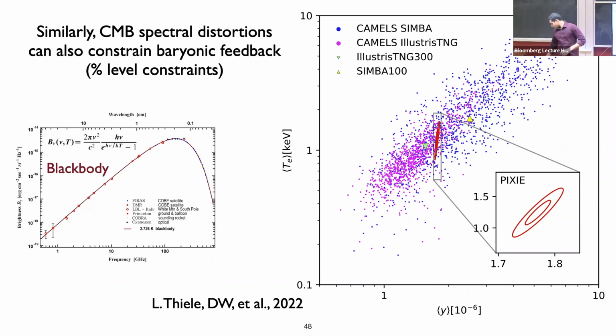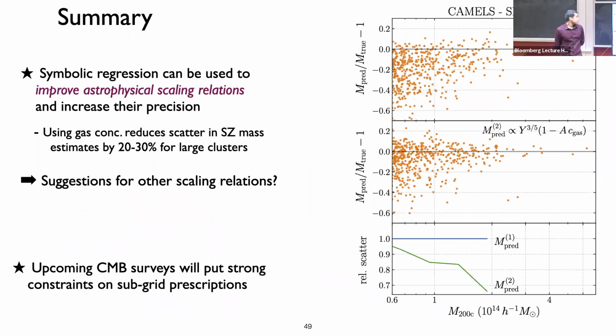Okay, let me conclude here. In the first part of the talk, I mentioned using this tool, symbolic regression, to improve astrophysical scaling relations and increase their precision. We used it for reducing the scatter in the cluster mass relations that people have used in previous surveys. And we found that using a parameter for the gas concentration actually reduces the scatter and helps you estimate cosmological parameters better. I'm also looking for suggestions for other scaling relations where this could be used.